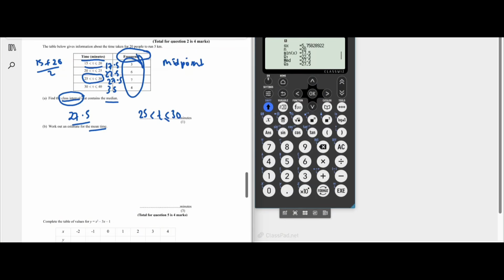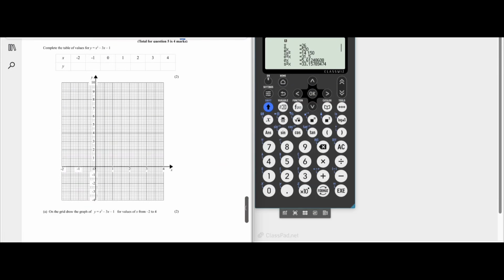And then the mean, if we go back up to the top, it was that x with the line above it. x with the line above it is the mean, and that is equal to 26. So you don't even need to write that. You just write 26 on the answer line and you get all 3 marks there. And that is it for the mean and median.